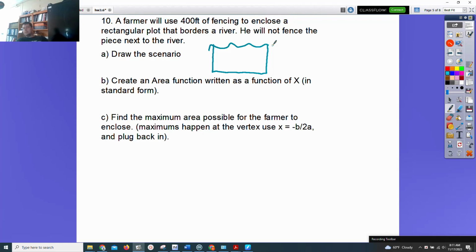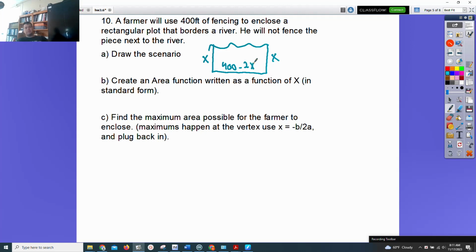Generally speaking, the way you do these things is you call the width x. And if you had 400 feet to go around these three sides, the length would have to be 400 minus these two x's. That's the setup on these. Accept it in your heart as true and be okay with it, okay?